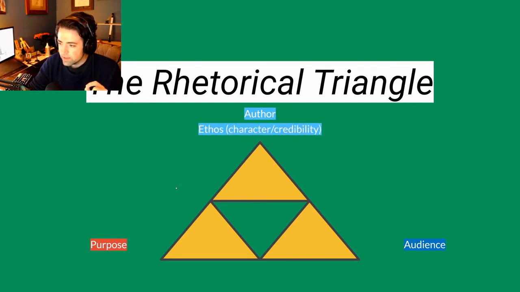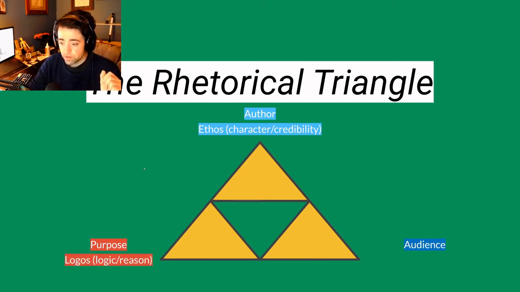The first one is ethos, or an appeal to the author's character or credibility. So that's where you might say, I'm a doctor, I've been studying this for 35 years, I know what I'm talking about, you should listen to me for those reasons. That is an ethical appeal, or an appeal to the credibility of the author, or the Greek word for that would be ethos.